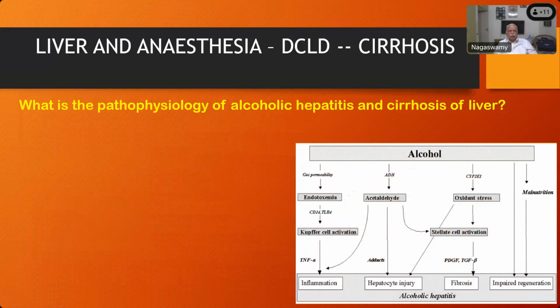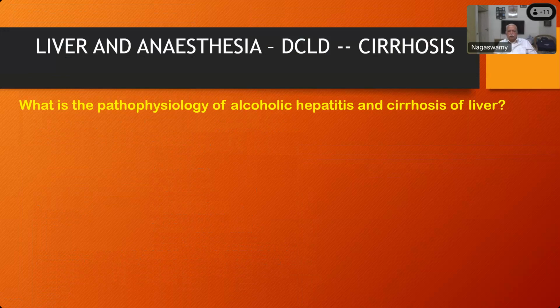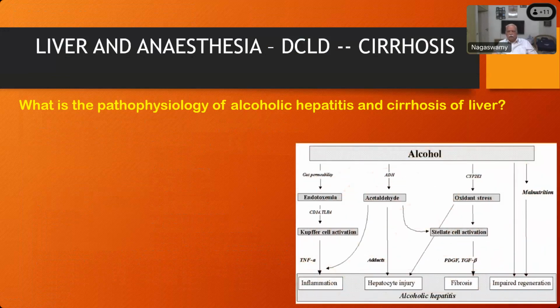So, what is the pathophysiology of alcoholic hepatitis and cirrhosis? How are they caused? So this is the way alcohol causes it. Alcohol causes increased gut permeability, which leads to endotoxemia, and Kupffer cells are activated, and tumor necrosis factor causes inflammation. This is how the hepatitis sets in.